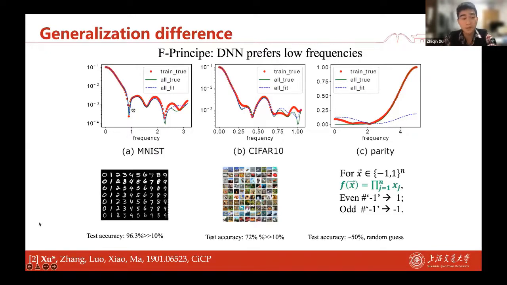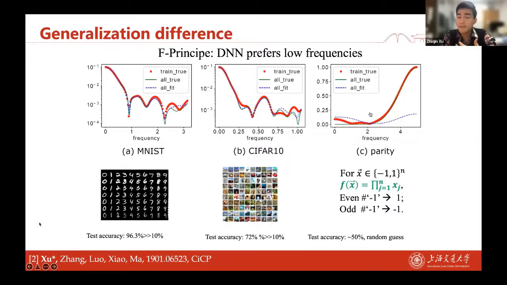It prefers low frequency. So it can learn low frequency very well, but for the high frequency part, the training data and the test data already have some difference, and the neural network cannot learn this high frequency well, but it's not important. So the neural network can generalize very well for such a low frequency dominant function.